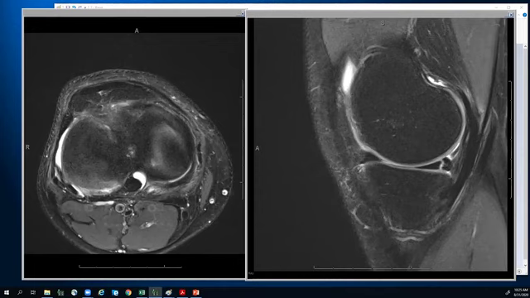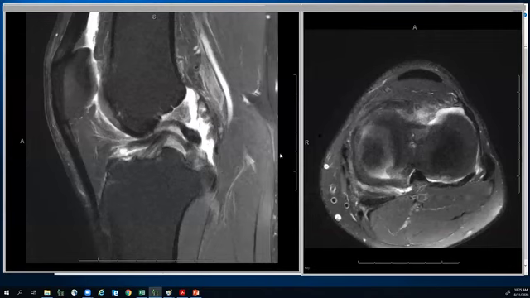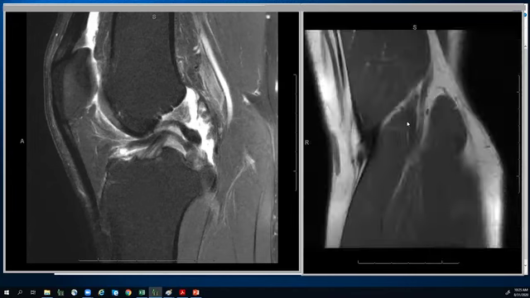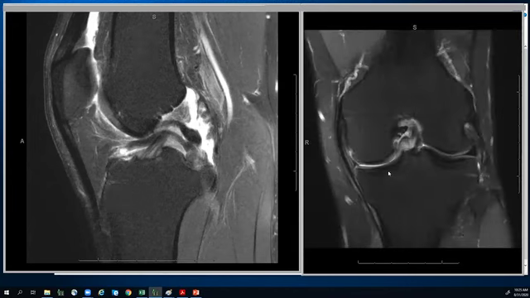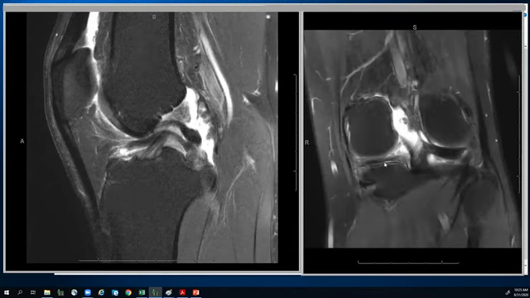All right, so moving on to our next mystery case. I will show the case and then I will ask the audience to provide some diagnoses in the chat, and I'll give about 30 seconds to a minute for people to enter diagnoses. I will show this first in the coronal plane. Right now I'm at the posterior horn of the medial meniscus.